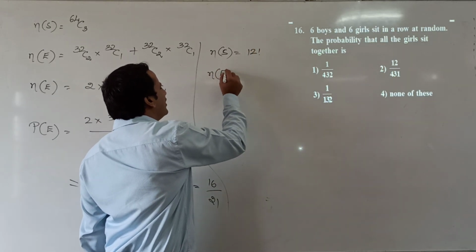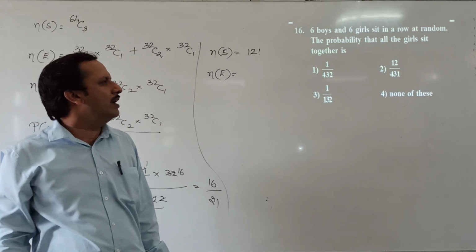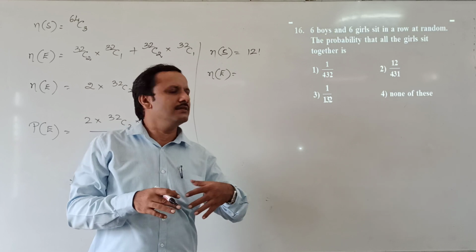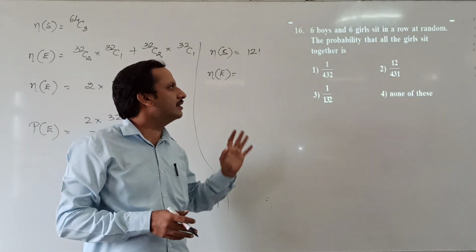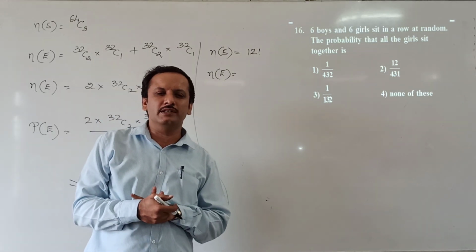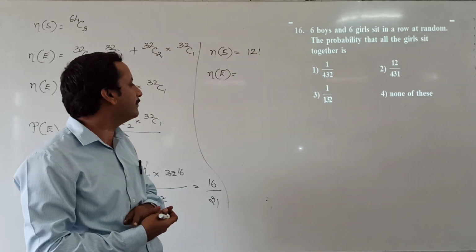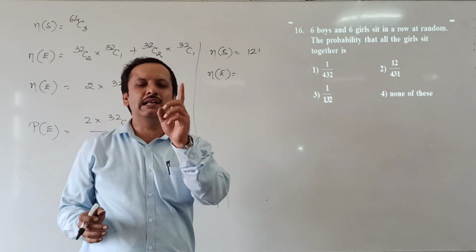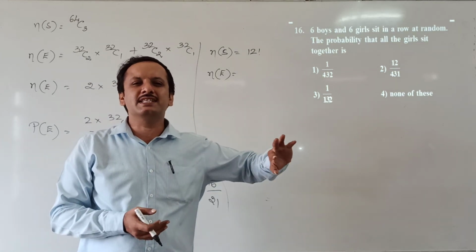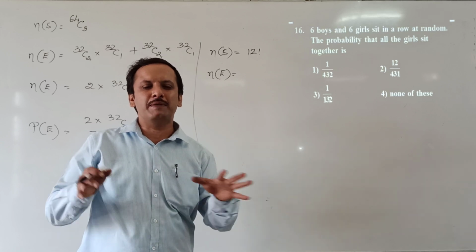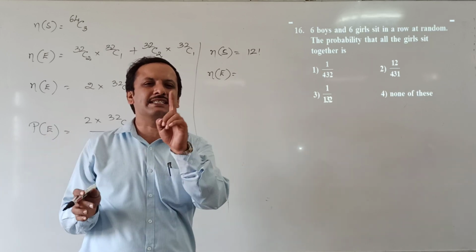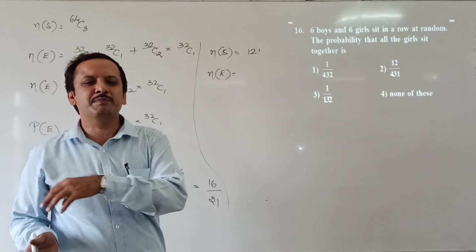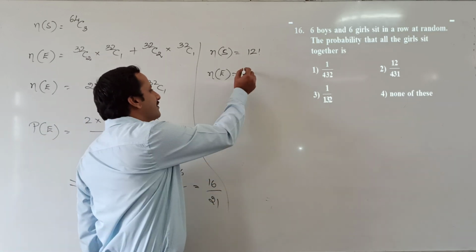Then n of E, I am defining E as an event where all 6 girls are together. They sit together, with no condition on where the boys sit. So for n of E, all 6 girls together I will form as one group, and the other 6 boys are there. So those 6 plus these 6 girls together considered as one person means 6 plus 1, 7 persons. 7 persons in a row can sit in 7 factorial ways.